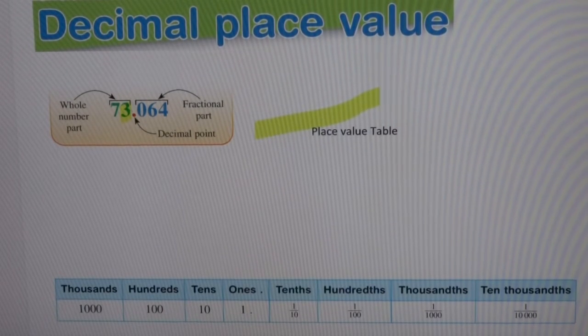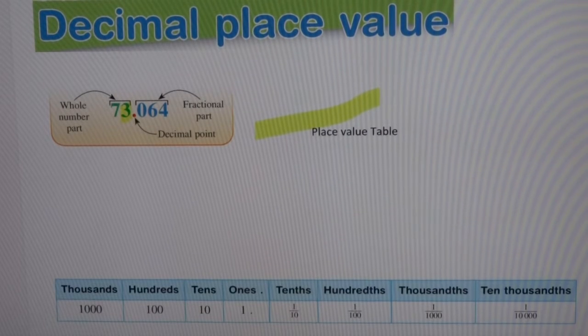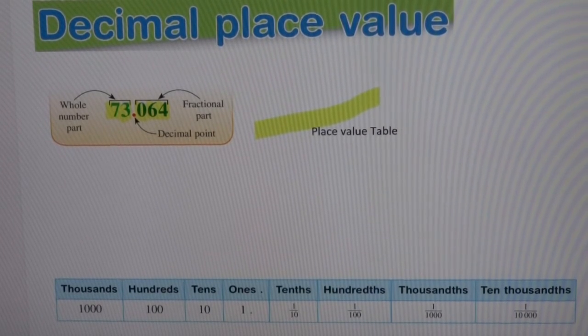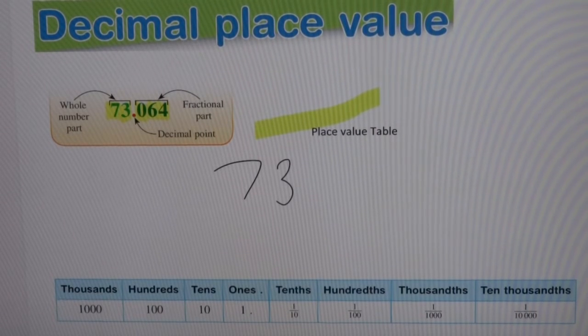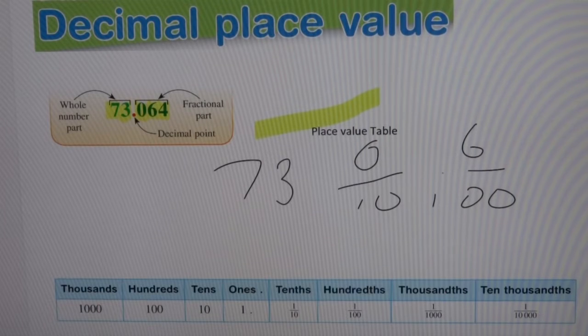So in 73, our 3 means we have 3 units. Our 7 means 7 tens. Our decimal point, then we have no tenths. The next one is 6 hundredths, and then 4 thousandths. So if we write that down, we can write it as 73, then 0 tenths, 6 hundredths, and 4 thousandths.